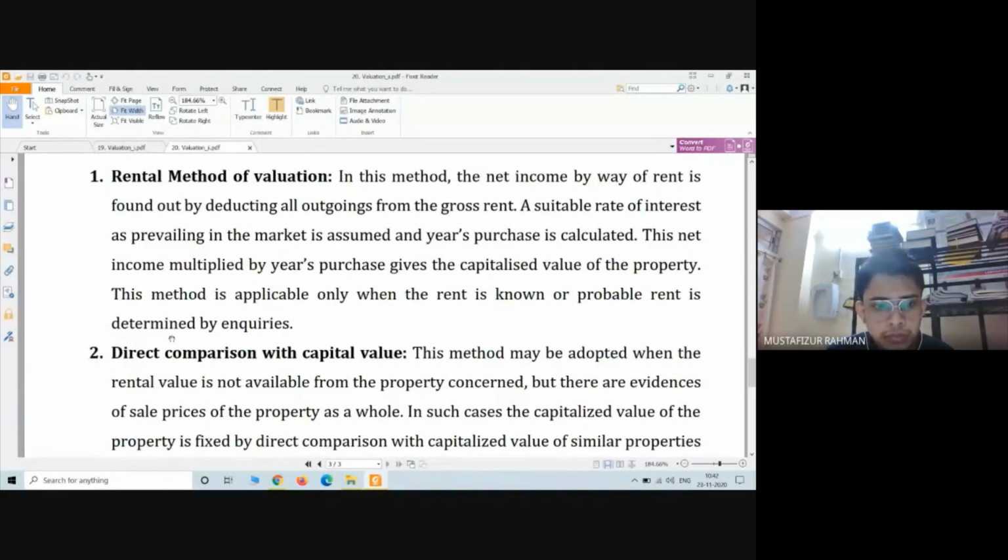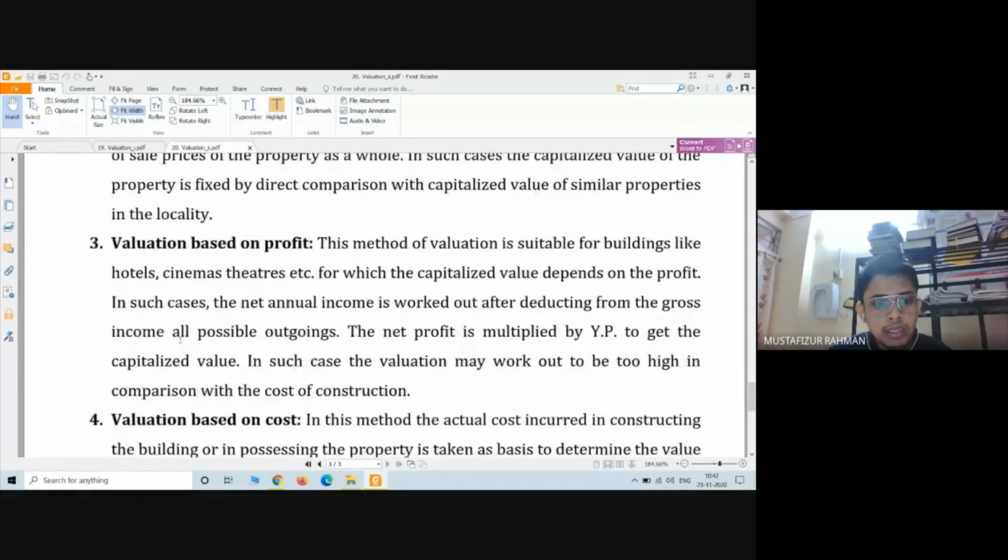Then valuation based on profit. Things like cinema halls and shopping malls generate profit from this structure, from these services, from the property, right? Apart from the rents, they also have some profit. So now this net profit will be calculated, not only the rent. The net profit will be taken, multiplied by years purchase, and we will get the capitalized value. Now this can be very high in comparison to the cost of construction.